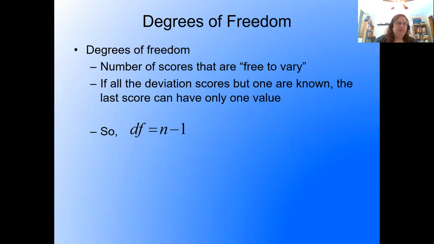Okay. All right. So our degree of freedom here is n minus 1. Sample size minus 1. We just lose 1 degree of freedom because we're really just calculating one piece here. We only have one mean we're working with. So we lose 1 degree of freedom.